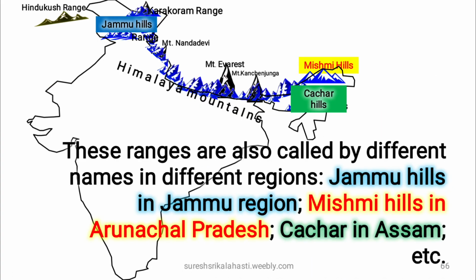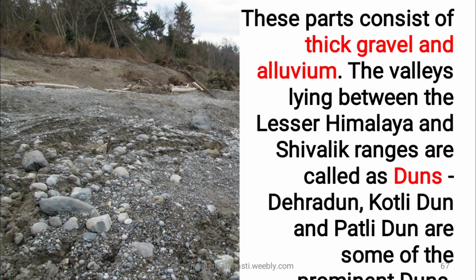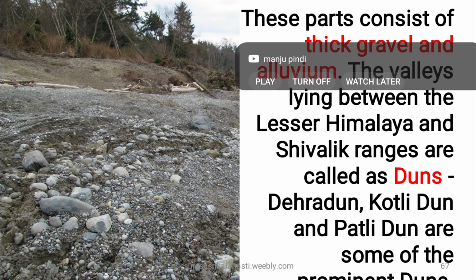So these ranges are also called by different names in different regions, like Jammu Hills in Jammu Kashmir, Mishmi Hills in Arunachal Pradesh, Kachar Hills in Assam. So it has local names. These parts consist of thick gravel and alluvium.